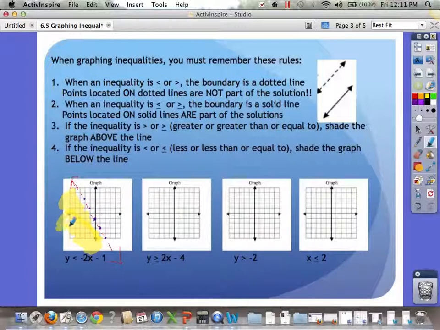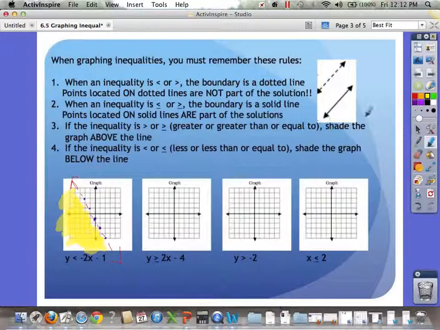Now you don't have to color it in completely as long as I know where your shading is. And this is why I say color pencils are probably good. And you want to make sure you've got that line graphed correctly first before you shade because sometimes it's hard to erase all that stuff. Okay? Alright, so it's shaded below, so that means any of these points, and you can check them.